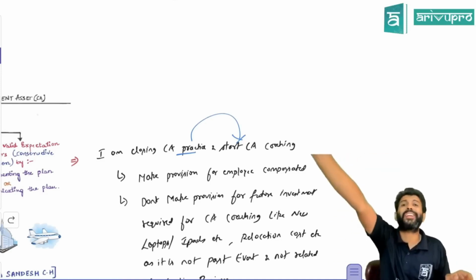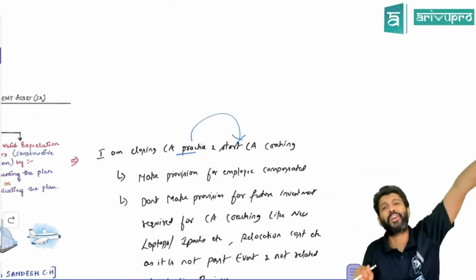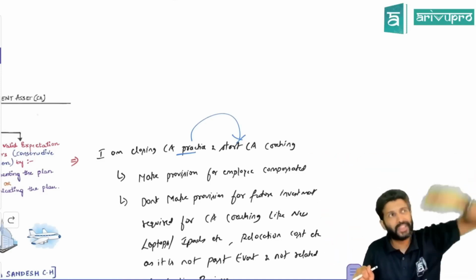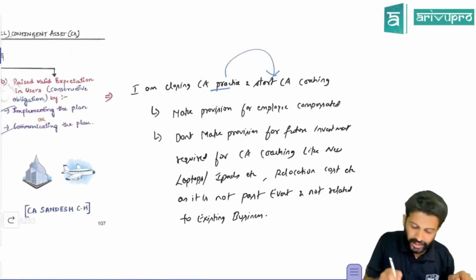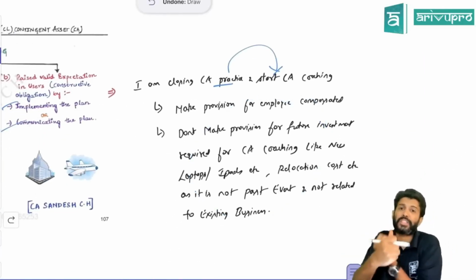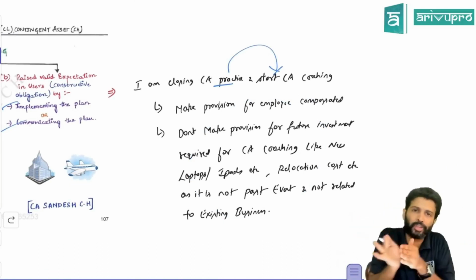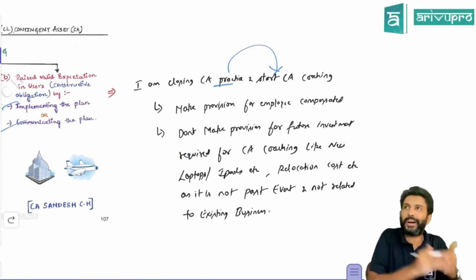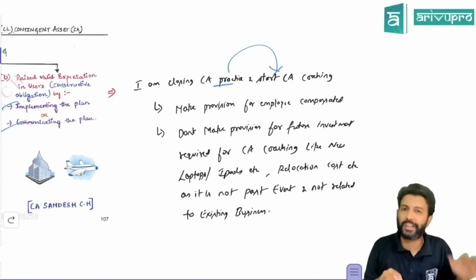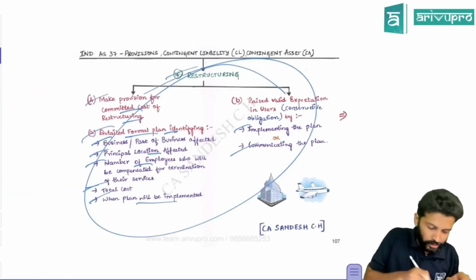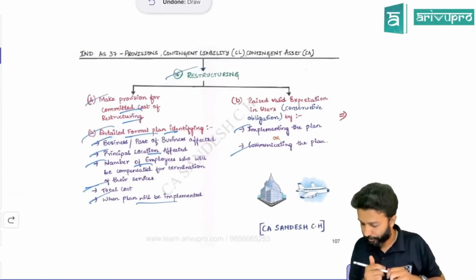No, because it is not related to my existing business. It is related to something new. So it is a future event. It is not a past event. So hence, for your future investment, relocation cost, reorganization cost, do not make the provision because it is not related to a past event. Rather, it relates to a future event. That is the reason. All right. So this is about the provision.